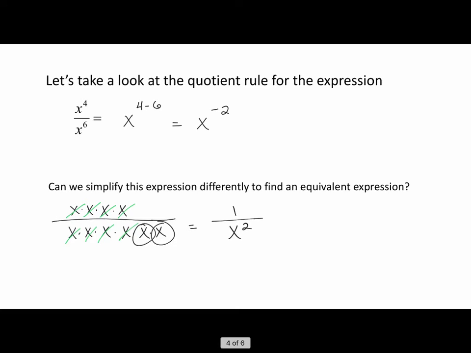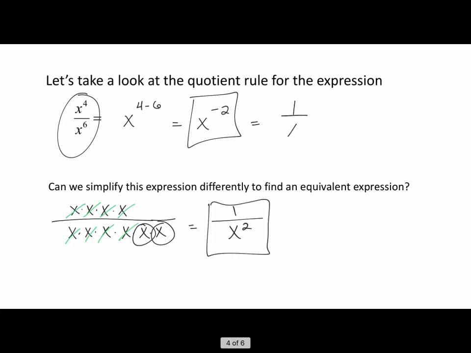So that shows us that the expression we're talking about, x to the fourth over x to the sixth, is the same as 1 over x squared, but it's also the same as x to the negative 2. So x to the negative 2 equals 1 over x squared. Those are equivalent expressions, but this expression has a positive exponent, and in order to be simplified, expressions must only have positive exponents.